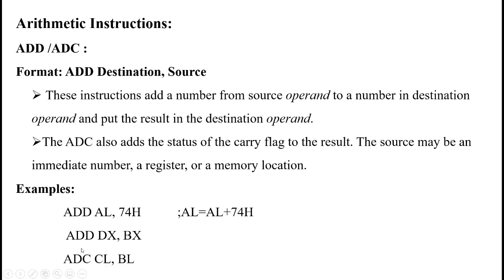Then another is ADC, add with carry. What it does, it adds source value with destination and also the previous carry will be added with the destination. So ADC CL comma BL, BL value is added with CL and also added with previous carry and result will be stored in CL register here.